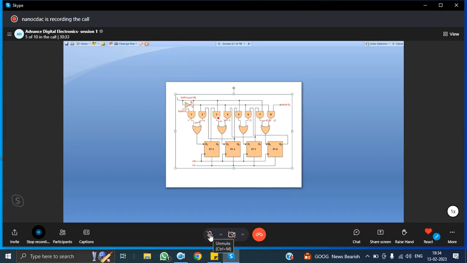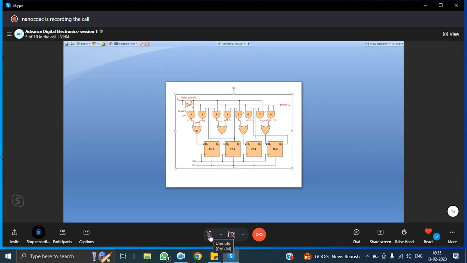Mux will consider gate 1 output. Here mux will consider gate 3 output. Mux will consider gate 5 output. Mux will consider gate 7 output. So when m bar is equal to 0, what is happening? So whatever the input DL is there, DL input will be taken by this flip flop. Okay, so DL is nothing but left shift, right?